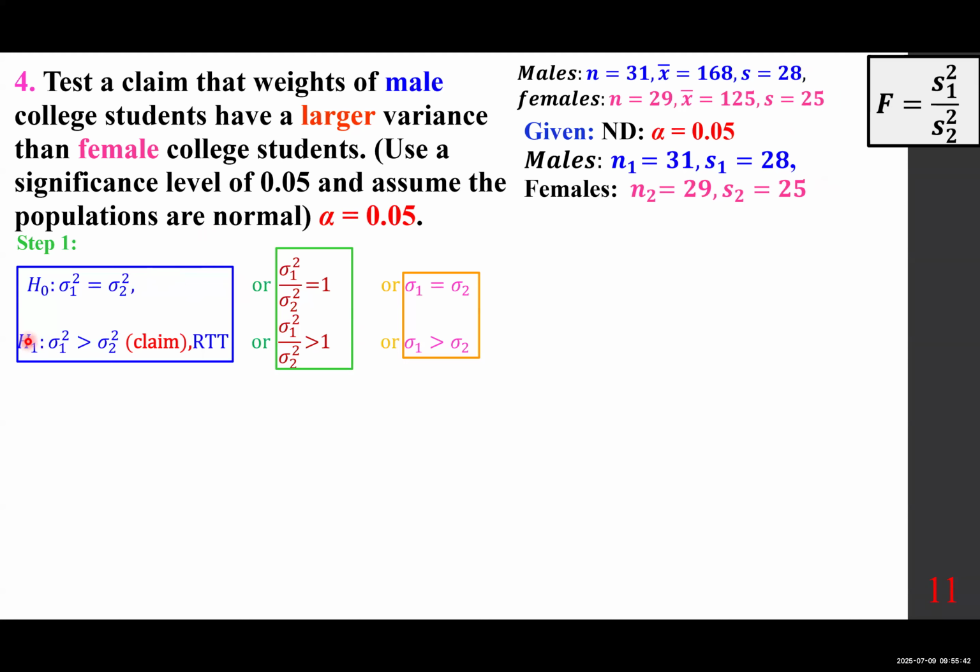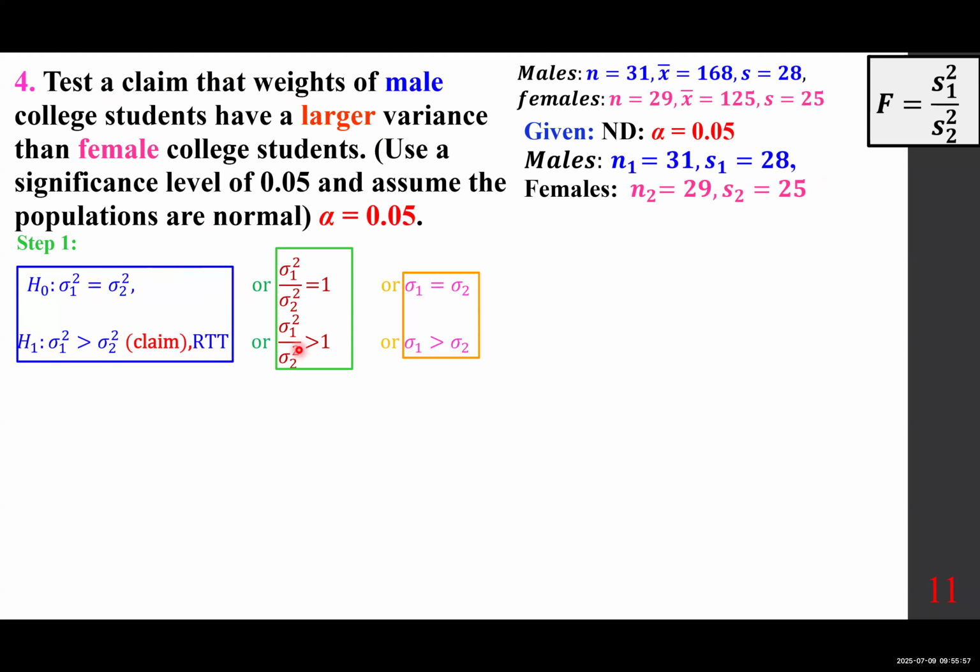Now, H1, you write it accordingly. Because we are testing the claim that weights of male college students have a larger variance, we write sigma 1 squared is larger than sigma 2 squared, which makes it a claim, and it's a right tail test.